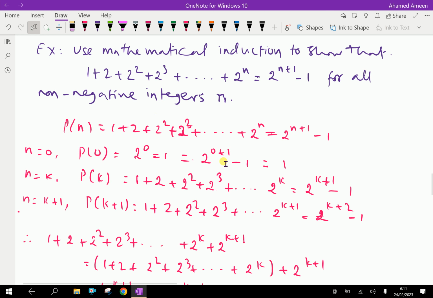because n is 0, plus 1 is there. Therefore, which is equal to 2 power 1. 2 power 1 is 2, minus 1 is 1. So, left hand side is equal to right hand side. So, this is true. For induction, the first step is true.